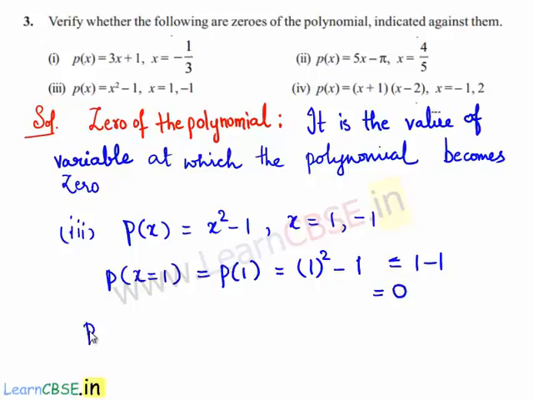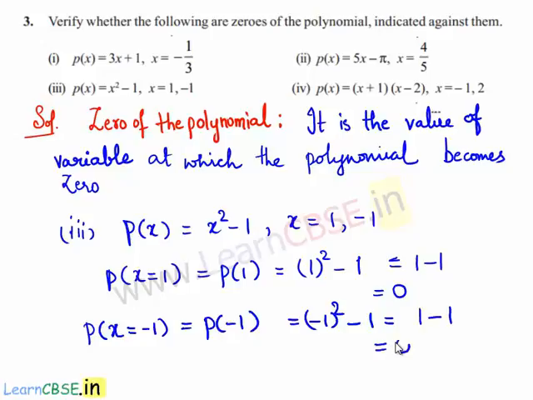And substituting the value of x is equal to minus 1, which is p of minus 1, which is minus 1 whole square minus 1. That becomes 1 minus 1, which is also 0. Therefore, by the definition, we can say that x is equal to 1 and x is equal to minus 1 are zeros of the given polynomial.